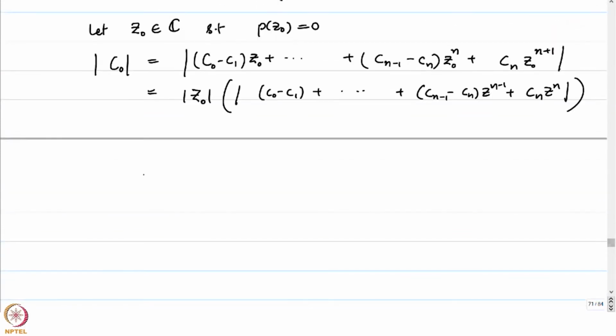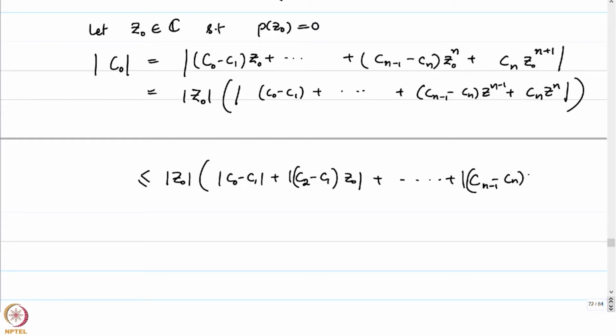And by the triangle inequality, we will be able to write this as the absolute value of C0 minus C1 plus the absolute value of C2 minus C1 times the absolute value of z0, or maybe I should, as of now, just write it like this, plus the absolute value of all these terms individually, Cn minus 1 minus Cn times z0 to the power n minus 1, plus the absolute value of Cn z0 to the power n, which in particular is less than or equal to the absolute value of z0 into C0 minus C1, which is just a positive number, so the absolute value will be the same, plus again similarly C2 minus C1 is a positive number.